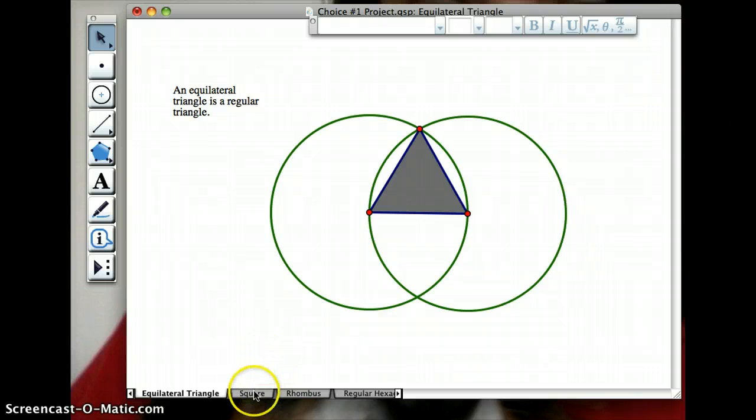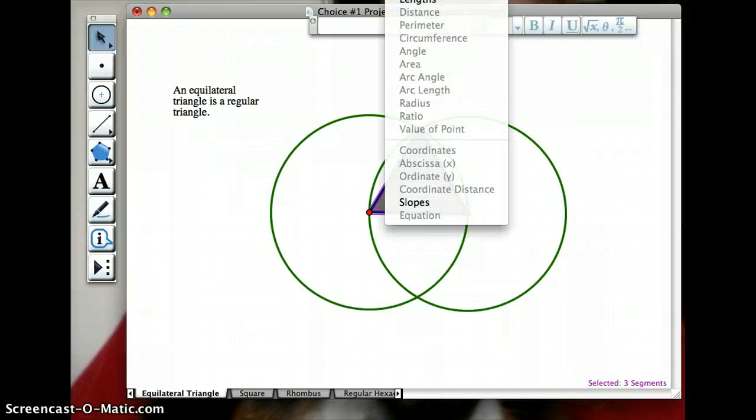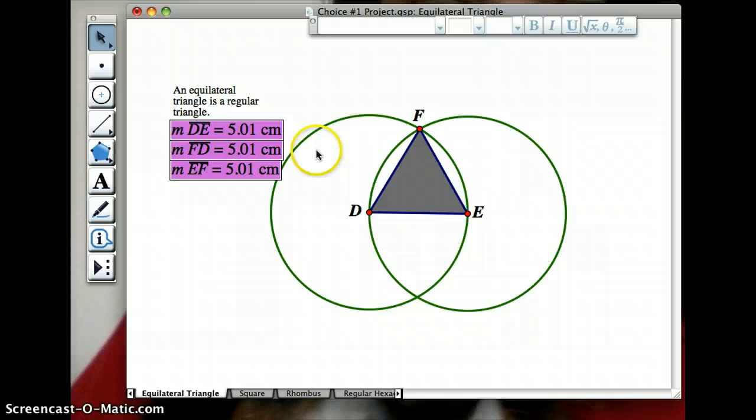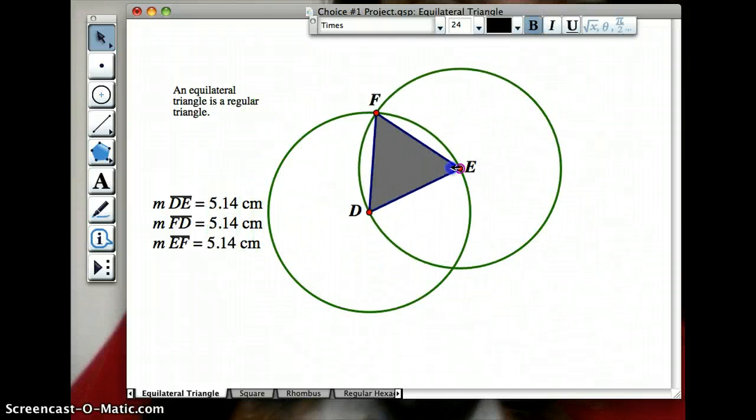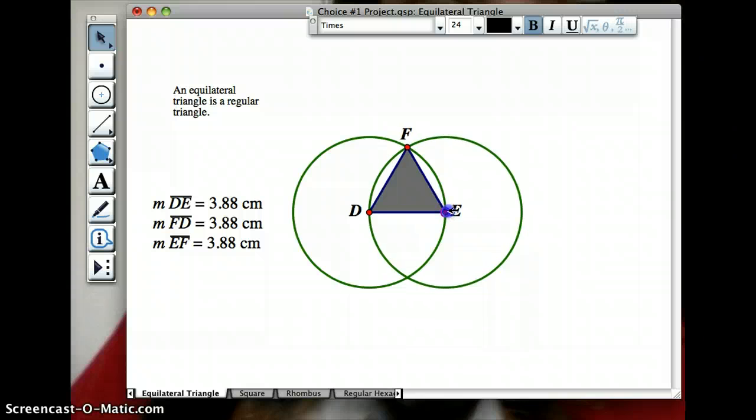Actually, another thing I wanted to do is, because I said that an equilateral triangle is a regular triangle, and I told you that these are all the same radius of two different circles, but to actually check, you know, to not just take my word for it, you can measure and go to lengths, and sure enough, we see that every single side is 5.01 centimeters. And as I move it, they move the same. So now that's an equilateral triangle, and we will move on to the square.